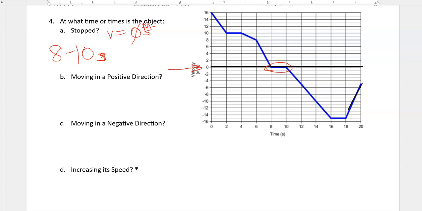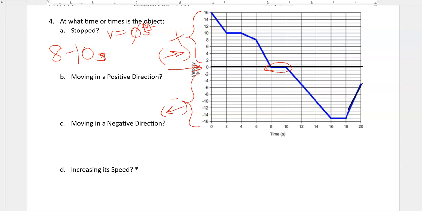Part B says, when is it moving in a positive direction? Well, remember, what is this plot representing? Well, the velocity. Anything above the axis is positive velocity, anything below the axis is negative velocity. What does positive velocity mean? It means it's moving to the right. What does a negative velocity mean? It's moving to the left. So anytime you see positive values, that is a velocity that represents moving in the positive direction. So that would be anytime you're above the x-axis.